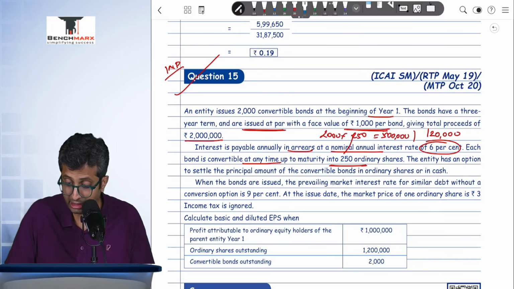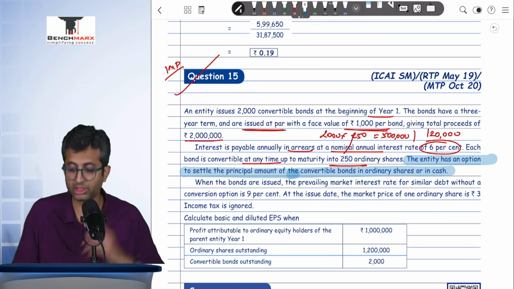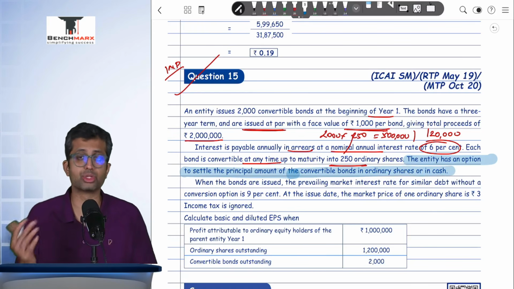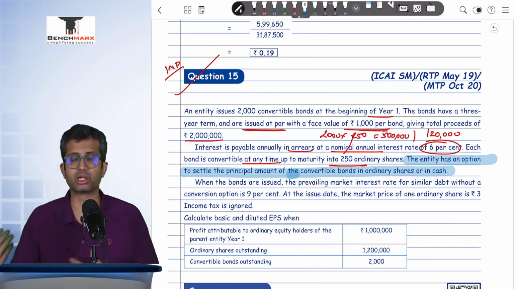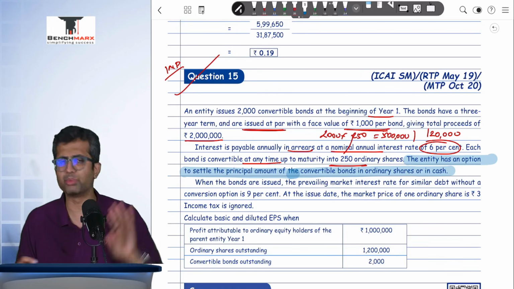The entity has an option to settle the principal amount of the convertible bonds in either ordinary shares or in cash. Remember, the option over here rests with the entity. So this is an optionally convertible bond at the entity's choice. If the entity decides that it has to settle in shares, then this can be in the nature of equity. If it decides it is going to pay in cash, then it can be taken in liability.